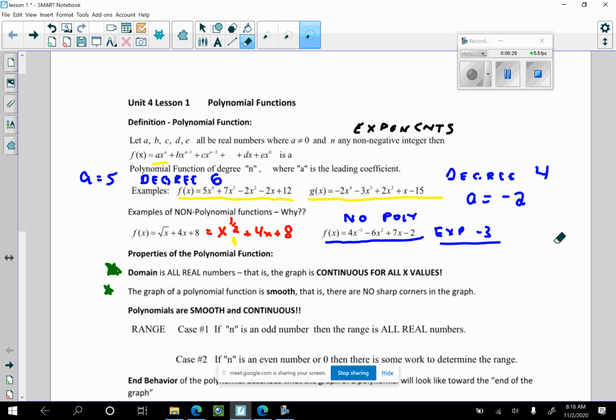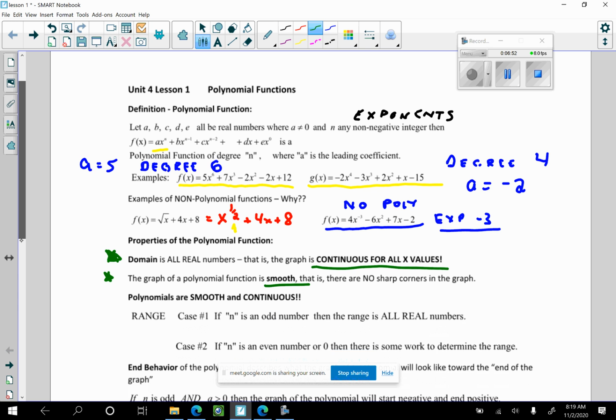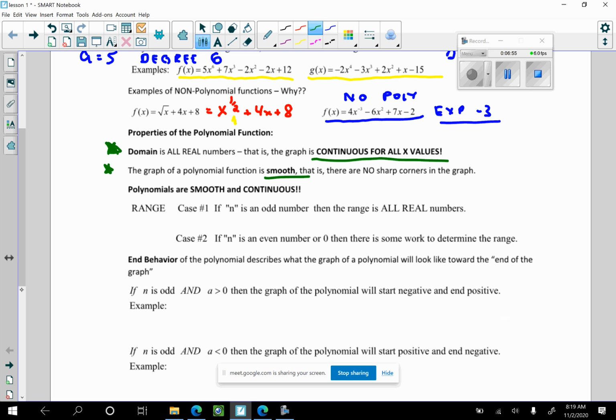And I will ask you next year, hey, what are those two important properties of polynomials? And you will say, oh, I remember, they're continuous and smooth everywhere. So polynomials are smooth and continuous everywhere. That's why we can talk about these Taylor polynomials down the road. Okay, so now we're just going to talk about what the graph of a polynomial looks like.